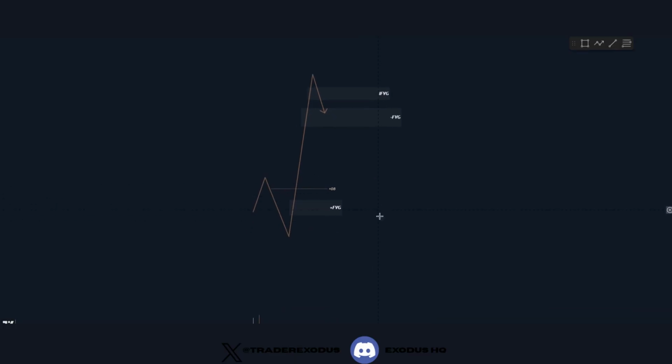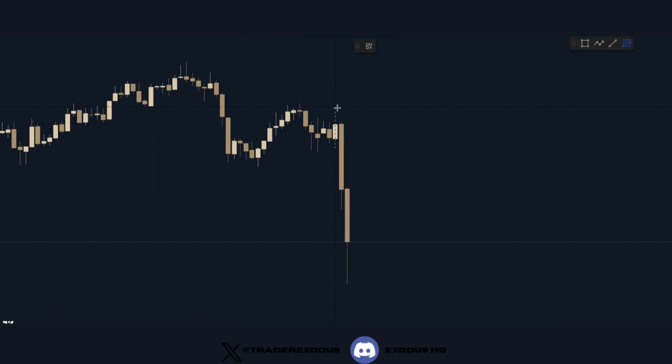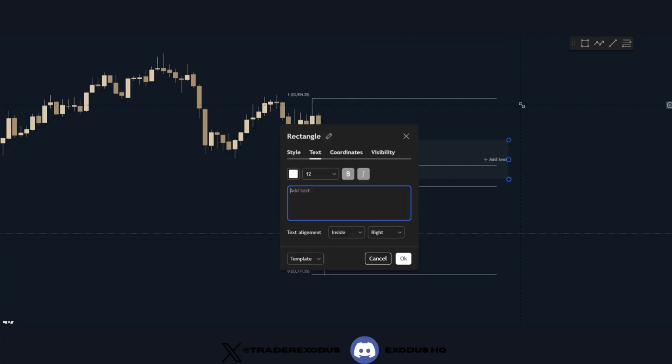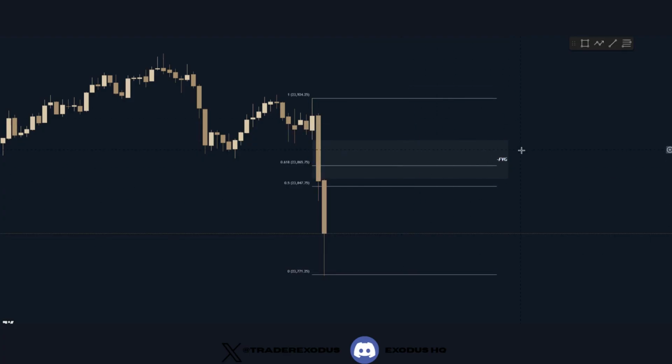So now we can move on to a real example using candles. So here we have a range marked out with two candles. We're going to mark out the high of the range and the low of the range. And we have a PD array in the form of a fair value gap in the premium of the range. So that's what we're going to use.